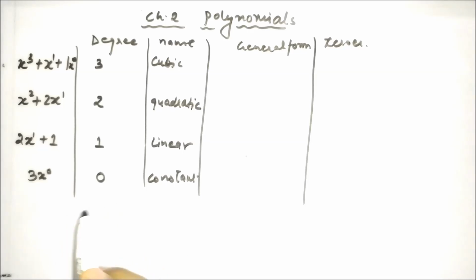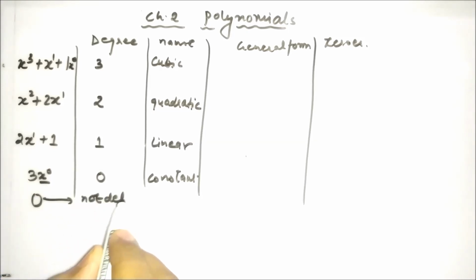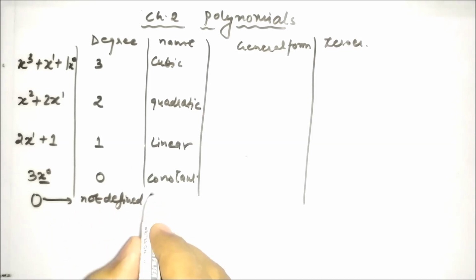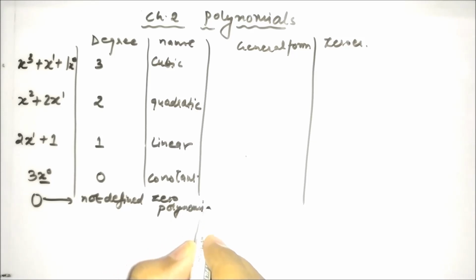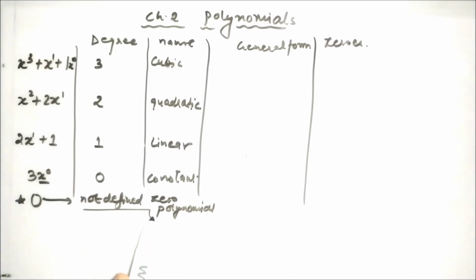There is one exception. If only 0 is written, then we cannot use this concept that we can write x power 0, so the degree becomes 0. This concept is not used. So 0 is an exception for which the degree is not defined. 0 is also a constant, but for this the degree is not defined, and the polynomial name is zero polynomial. So this is an exception. We cannot use this type of understanding for this 0. So for 0, you need to remember this only.